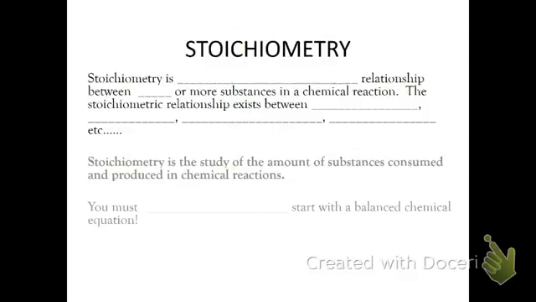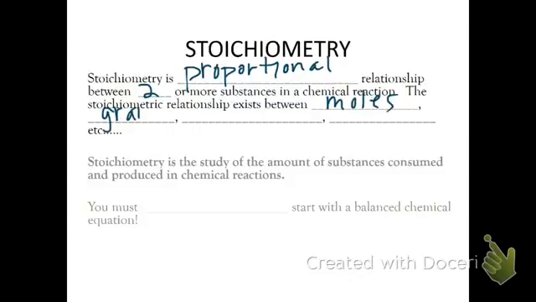But like I said, it's all math unit. So let's talk about exactly what stoichiometry is to begin with. First of all, it is a proportional relationship between two or more substances in a chemical reaction. That stoichiometry relationship can exist between several things. It can be between moles, grams. It can be between volume, which would be in liters or milliliters most likely. Or it can also be between atoms.